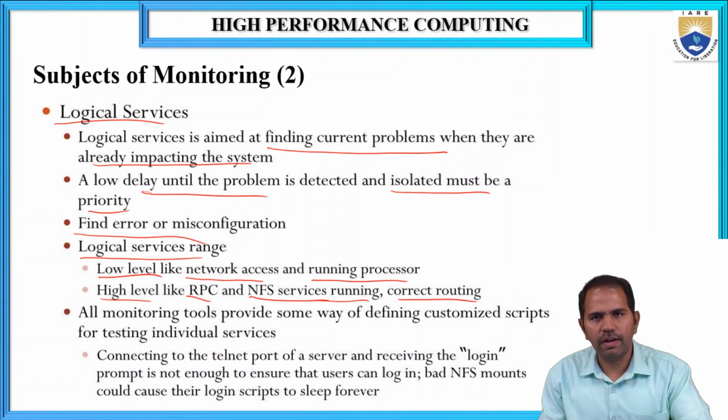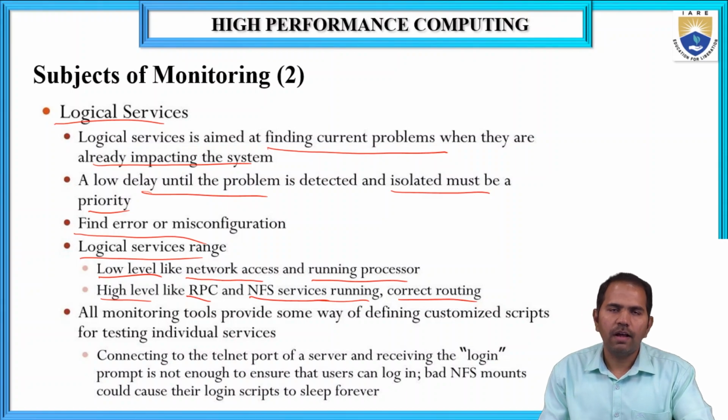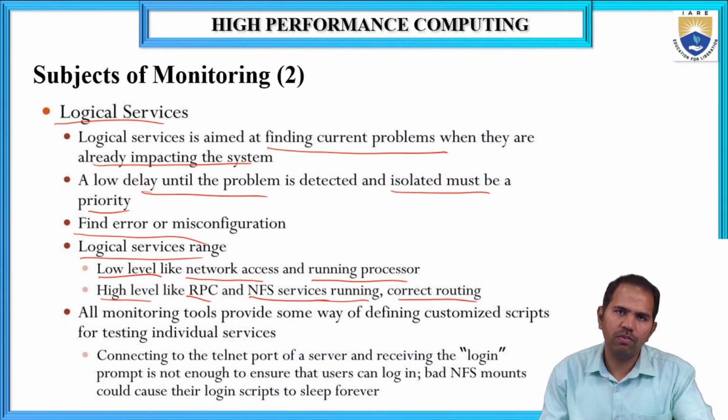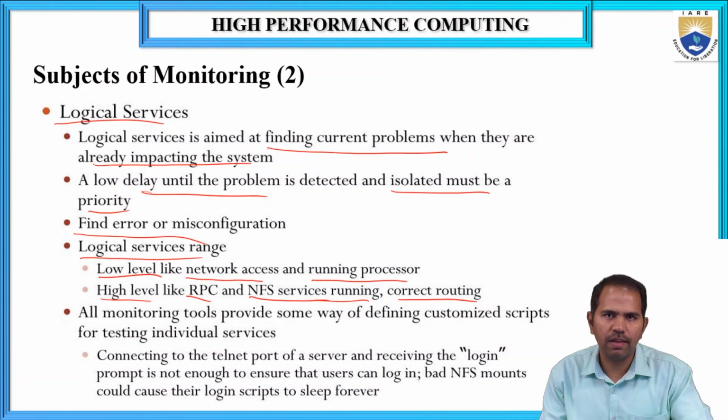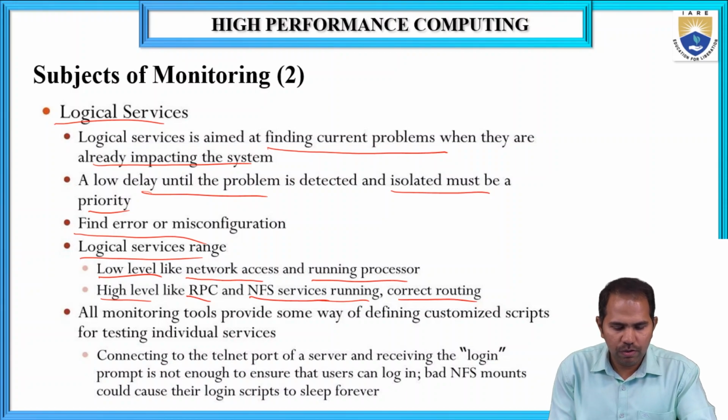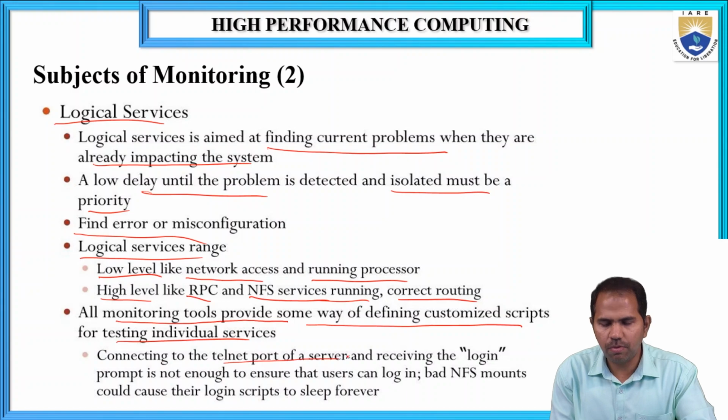Low level is network access and the running processes. High level will see RPC, remote procedure calls, NFS services running, and correct routing. Properly, we have to check whether packets are delivered or not, and whether routing is properly aligned or not. Then, monitoring tools provide some way of defining customized scripts for testing individual services, like connecting to the telnet port of a server and receiving the login.